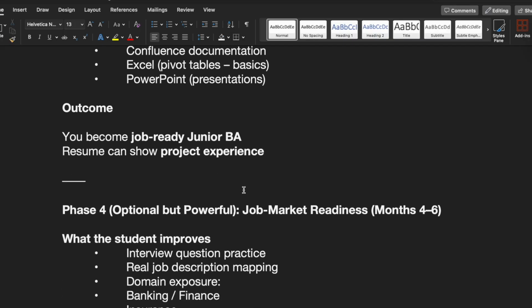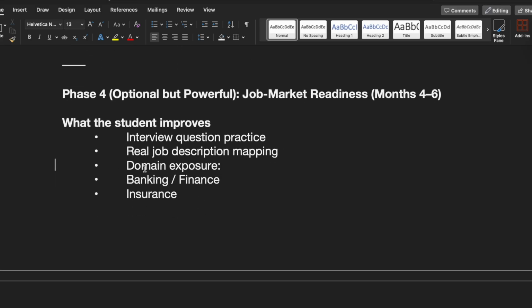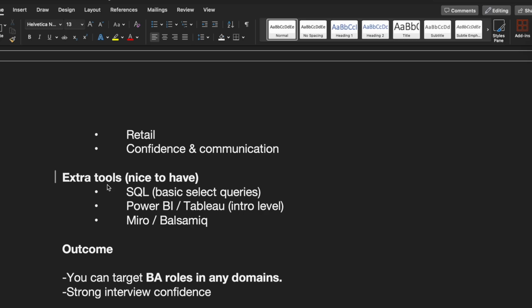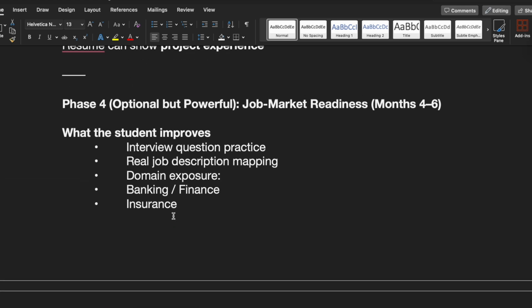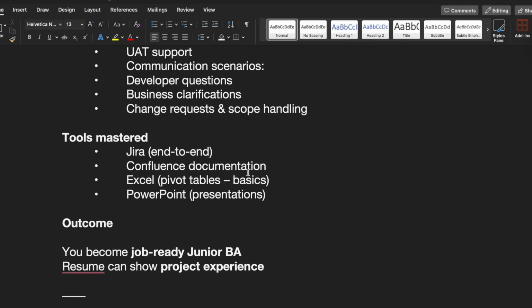Phase 4, now you've completed 3 months. In your first month you learned SDLC, in the second phase you learned BRD and FRD, and in the third month you did a project. In the fourth month you can start applying. Mastering job applying is also very important. While you are applying, you can look into other things like APIs and data analytics tools. In this fourth month, you will focus on the domain and the tools.